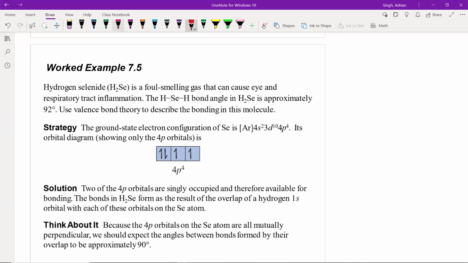So if you were to draw the Lewis structure for this, we have H, Se, and H, something like this, and they're telling us the bond angle here is 92 degrees. And we're using valence bond theory to explain why that is.